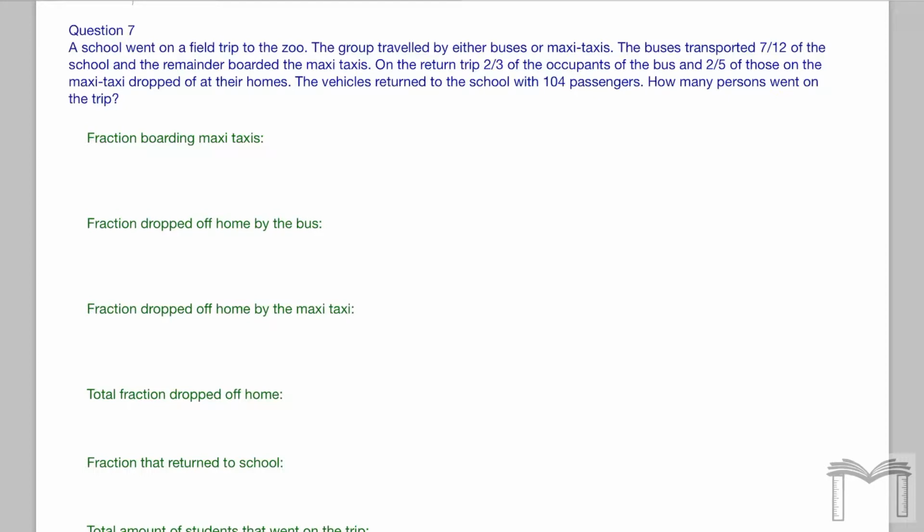On the return trip, 2/3 of the occupants of the bus and 2/5 of those on the maxi taxi dropped off at their homes. The vehicles returned to the school with 104 passengers. How many persons went on the trip? So this is a somewhat more challenging question than the previous ones. So take your time, read the question, think about it. So now we will go through the solution.